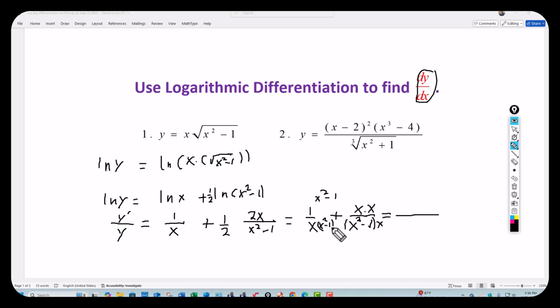So this one by x. Same denominator now, x and x squared minus 1. So this will be x squared minus 1. How does this combine? X squared. This was x squared minus 1, so this will be 2x squared. So this is what we have so far.